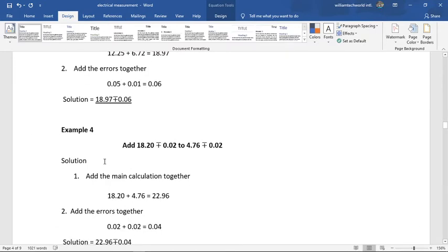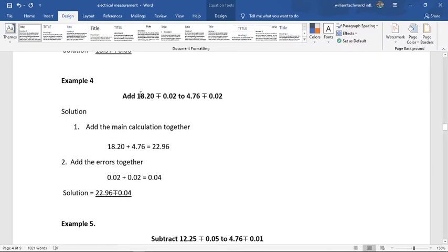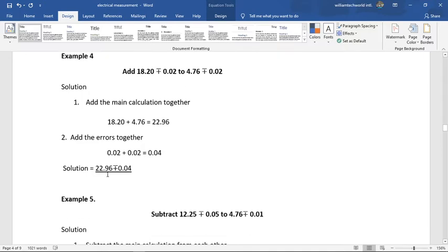We have another example, adding two numbers together. Add 18.20 plus or minus 0.02 to 4.76 plus or minus 0.02. Now, as I've said, for the addition rule, you add the main values together and then you add the errors together. So the main values are 18.20 plus 4.76, which is 22.96. And then you add 0.02 to 0.02, which is 0.04. So we have 22.96 plus or minus 0.04.